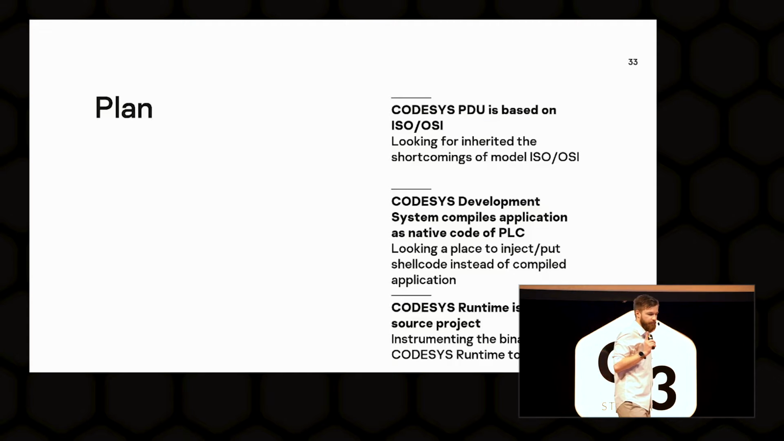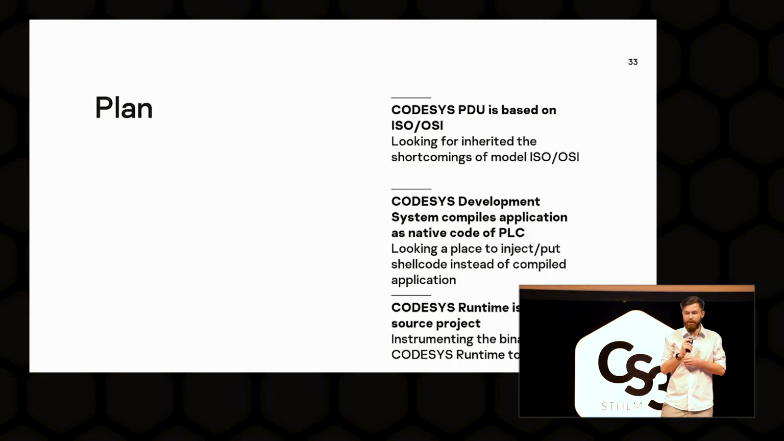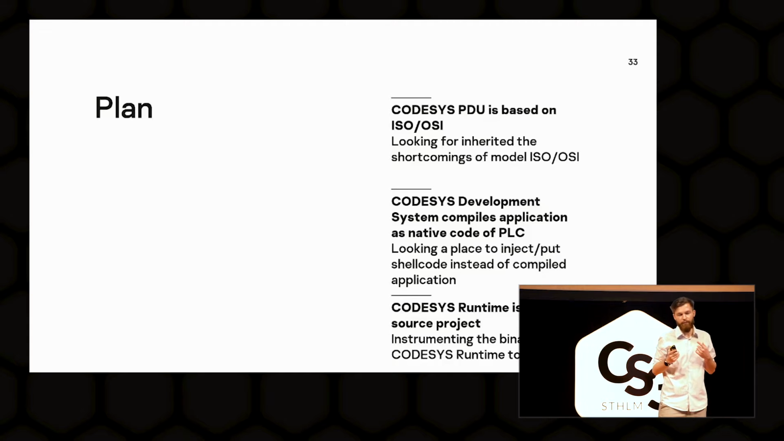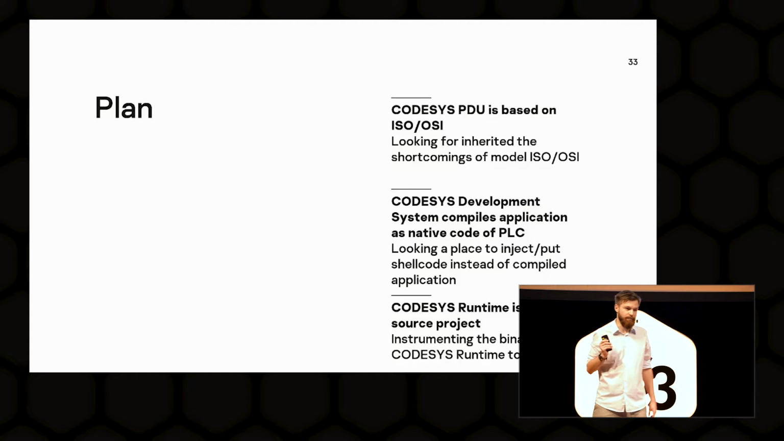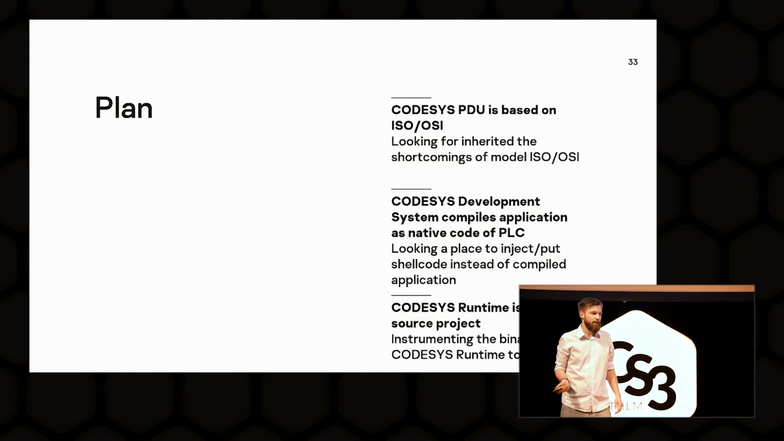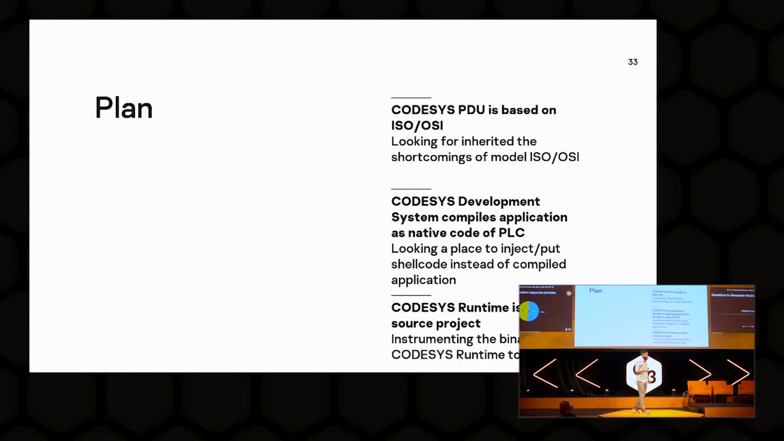Second, we know that the CODESYS development system compiles the application for adapted devices, on which CODESYS Runtime runs it as native processor code. So we have a very good chance to find places where we can inject our own code, I mean our shell code, instead of the compiled application, and just run our own code.